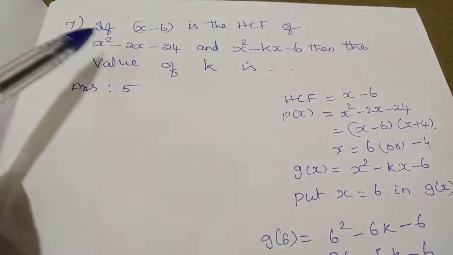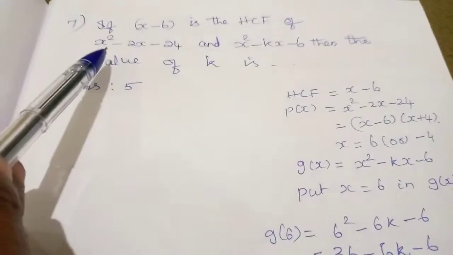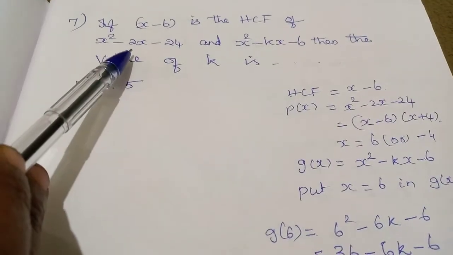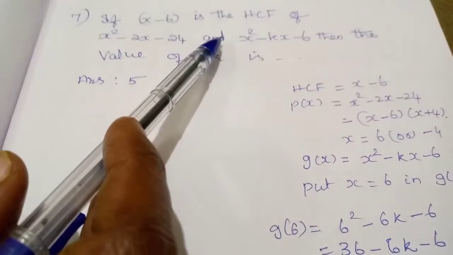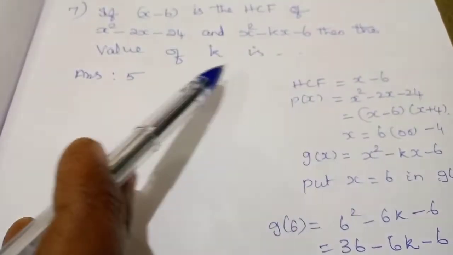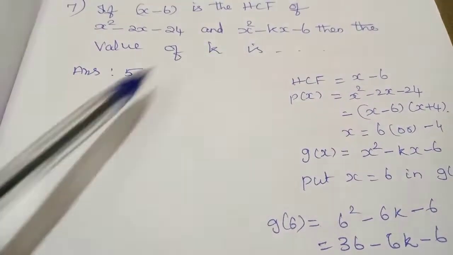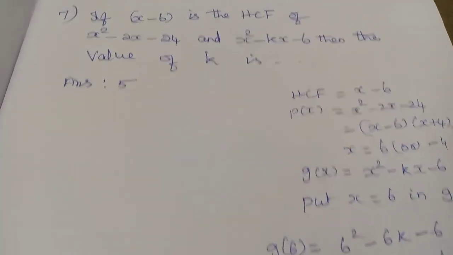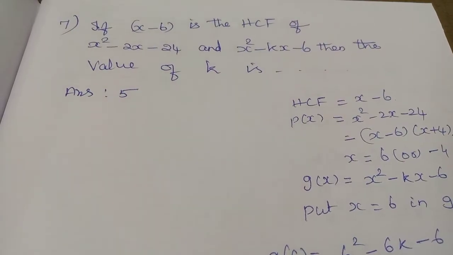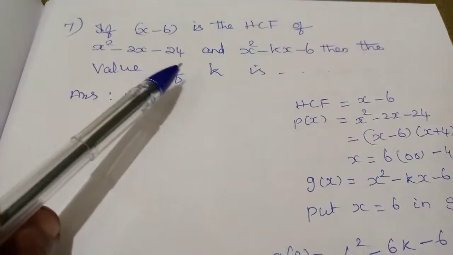Next question, number 7. If x minus 6 is the HCF of x square minus 2x minus 24 and x square minus kx minus 6, then find the value of k. What is meant by HCF? Highest common factor. So HCF is given as x minus 6 for both equations. What is the value of k?